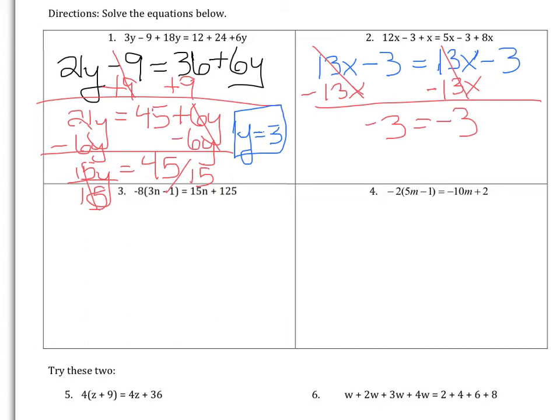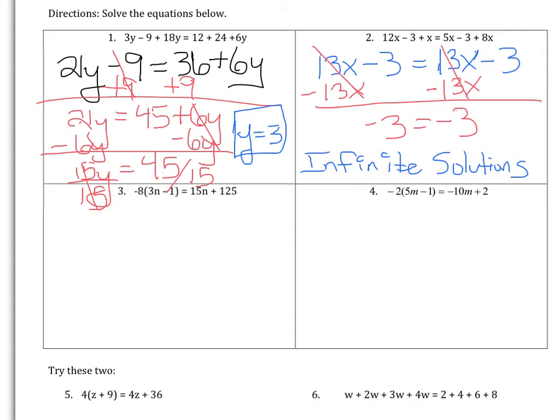Now we saw with no solutions you ended up getting something like this, except they were different numbers. You have to ask yourself, is it true that negative 3 equals negative 3? The answer is yes. Negative 3 always equals negative 3. When this is the case, you have to tell me you have an infinite number of solutions. So infinite solutions. And that would be it. No matter what number you plugged in for x in number 2, it would work.